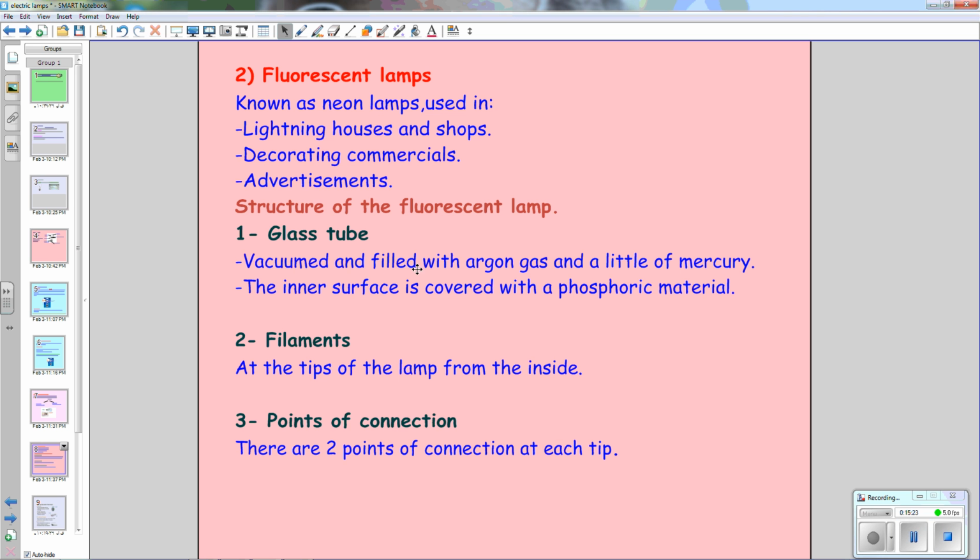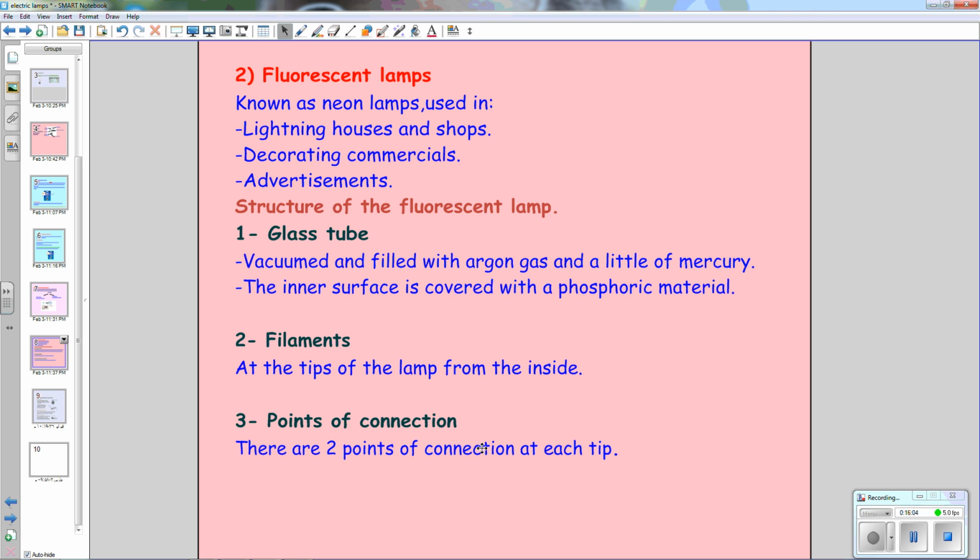The glass tube is vacuumed and filled with argon gas and a little mercury. Remember we said mercury vapor. The inner surface is covered with a phosphoric material. So the structure of the fluorescent lamp is formed of the glass tube, filaments, and points of connection.